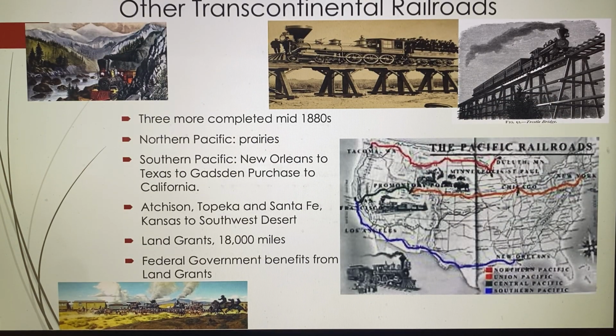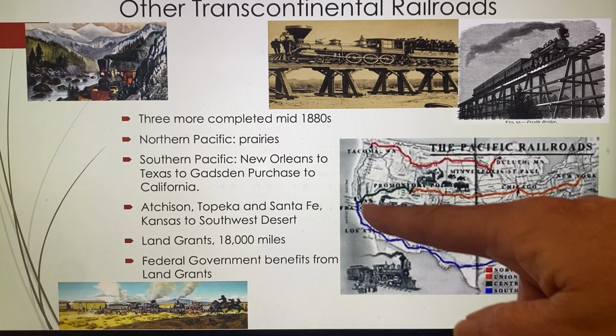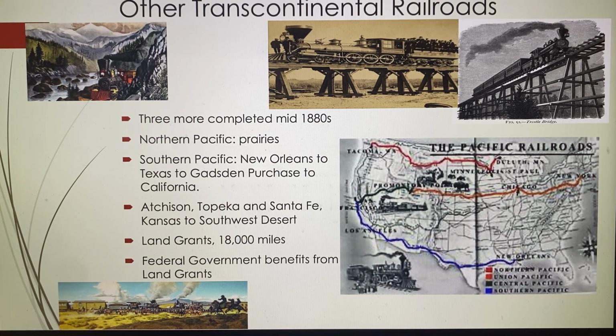Other transcontinental railroads started to form. There were actually 3 more that were completed in the mid-1880s, and you can see them on the map. The Northern Pacific went through the prairies. The Southern Pacific went from New Orleans to Texas to the Gadsden Purchase and all the way to California, as you see on that bottom blue line. The Atchison, Topeka, and Santa Fe went from Kansas through the Southwest desert. Land grants were given at this time for these railroads, and the federal government would benefit from these land grants.